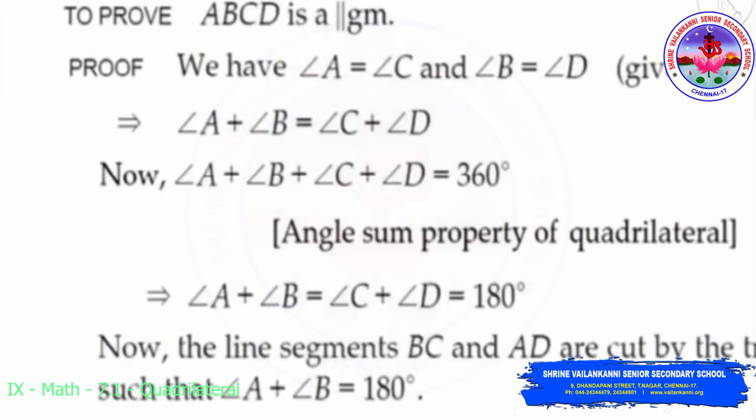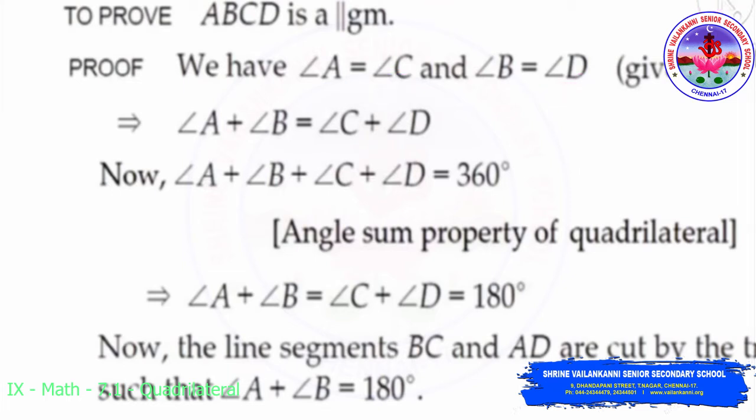Coming to the proof of theorem 8.5, given a quadrilateral ABCD in which the opposite angles are equal, so I am writing angle A is equal to angle C, angle B is equal to angle D. I want to prove that this quadrilateral ABCD is a parallelogram. So we are going to the proof of this theorem. So we are writing angle A is equal to angle C and angle B is equal to angle D, which is given in the statement.